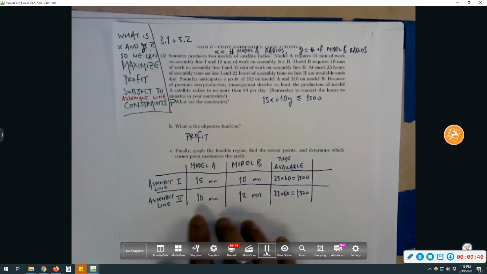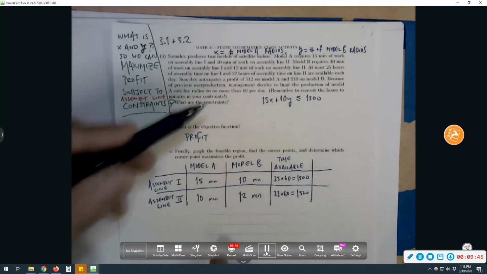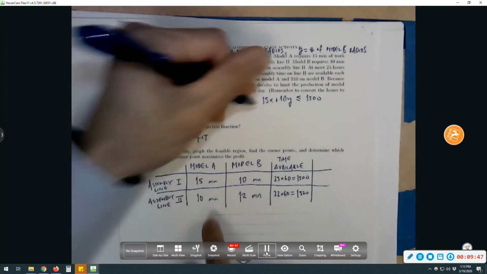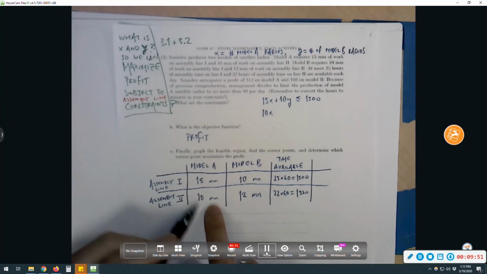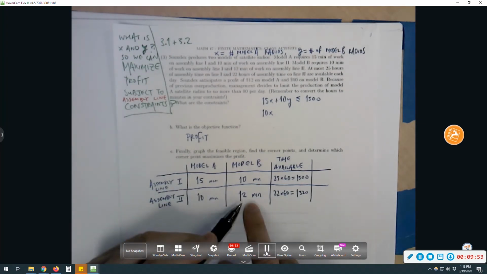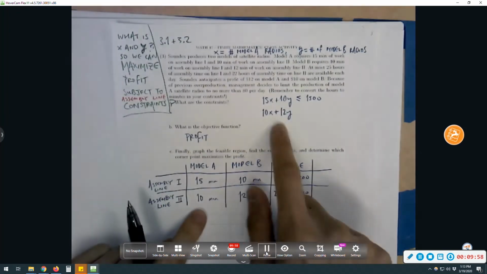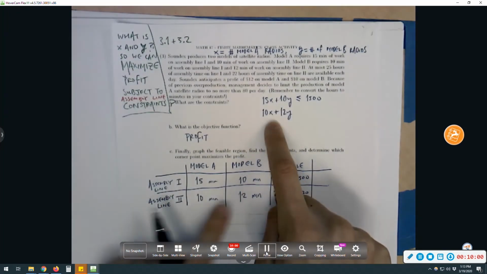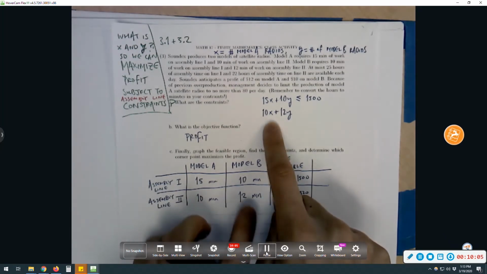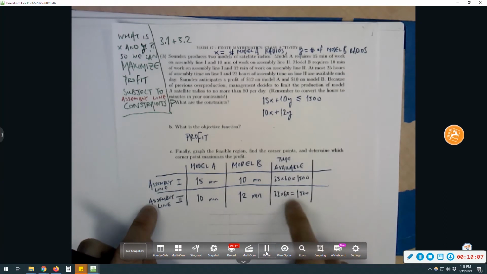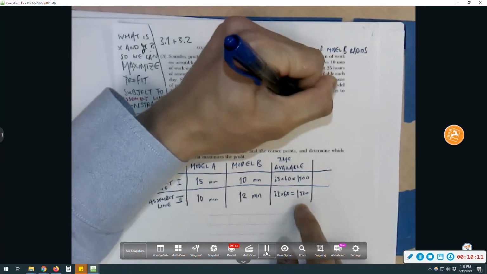And same thing with assembly line 2. If we make x Model A radios and y Model B radios, we need 10 times x minutes to do the Model A radios, and then 12 times y for the Model B radios. Combined, this is the time it takes to make these radios on assembly line 2, and that needs to be less than the time available, so less than or equal to 1320.